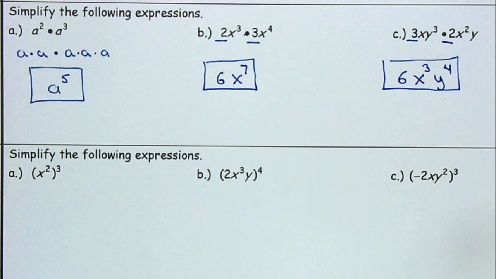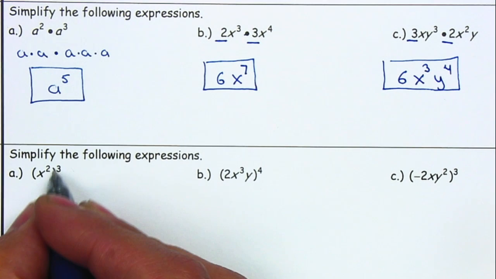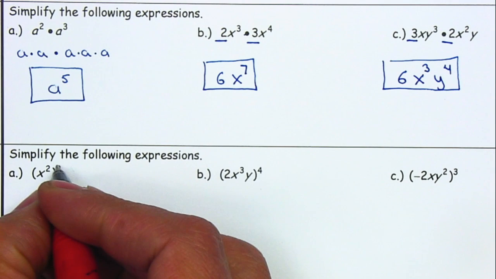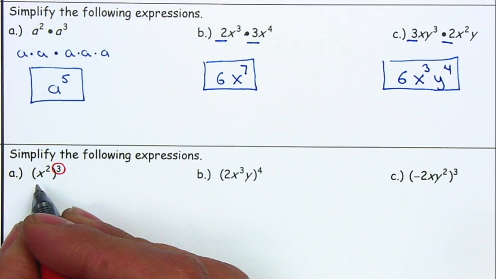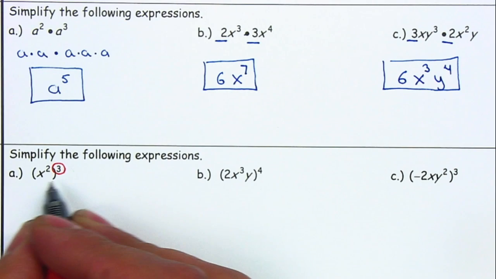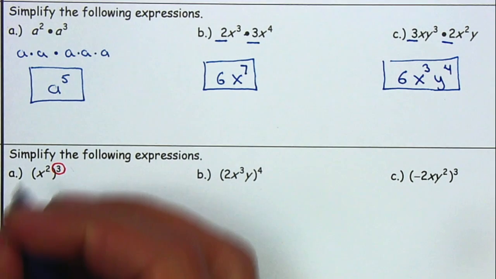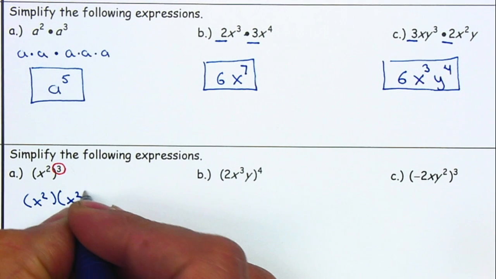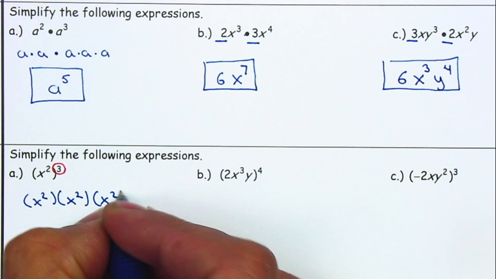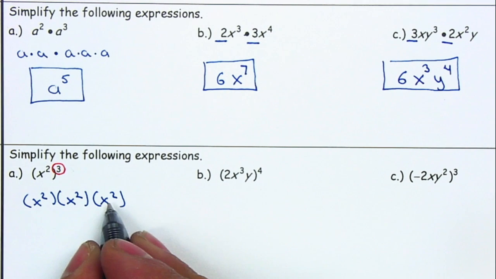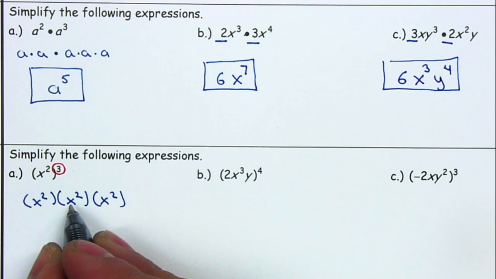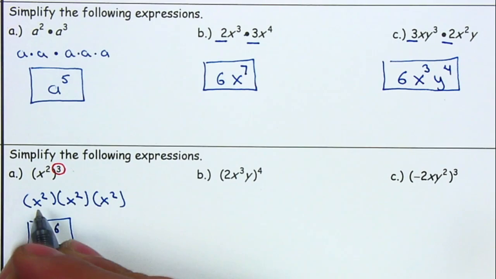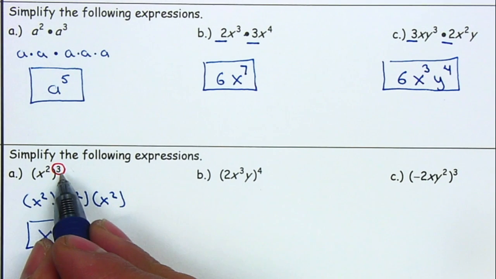On example number 2, we have an exponent outside the parentheses. We have x squared to the third power. This means that I need to rewrite what's inside 3 times. So we have x squared, that's the first time, x squared, second time, and x squared. Now from there, I can count how many x's I have total. So I have 2, 4, 6. x to the 6.